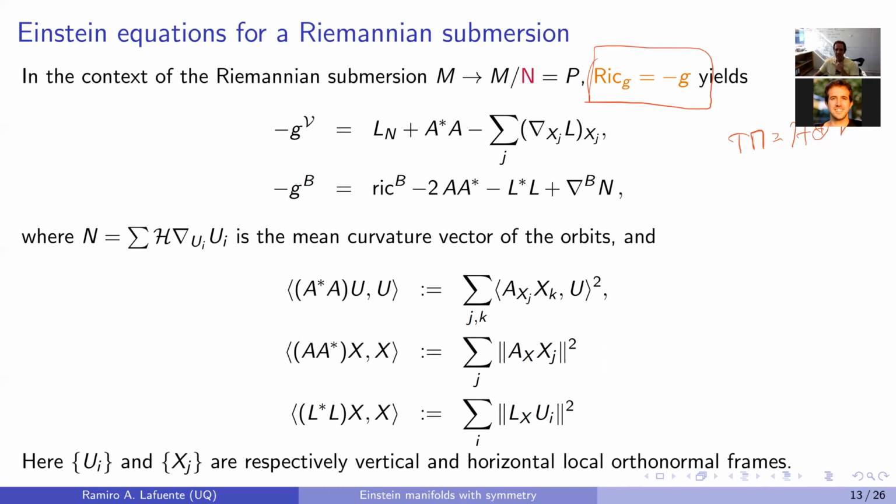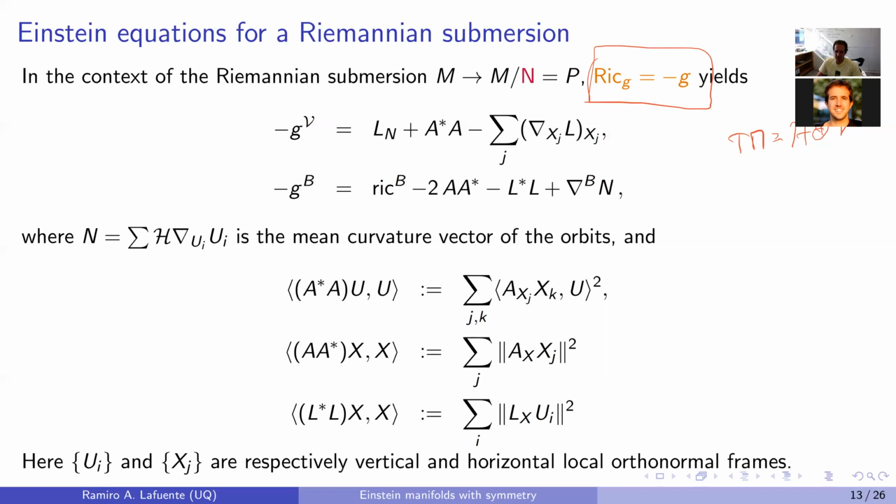So here, A and L, I've already explained what they are. These are O'Neill tensors, right? A is the integrability tensor and L is the second fundamental form of the orbits. And N here, black N, not red N. Red N is a group. Black N is defined by this formula, and it's the mean curvature vector of the orbits. So it's a horizontal vector field. It's actually a basic vector field, namely it's invariant under the action of the group.